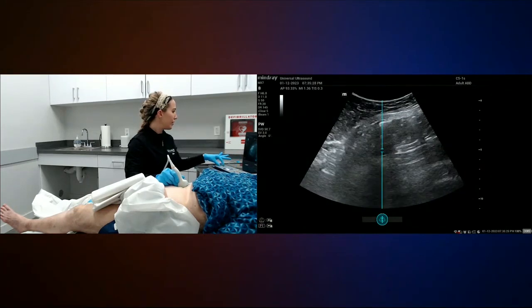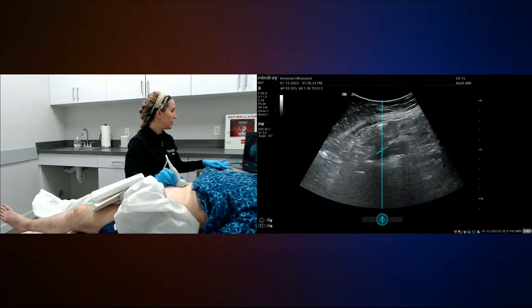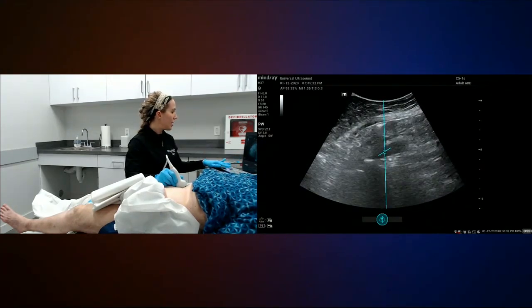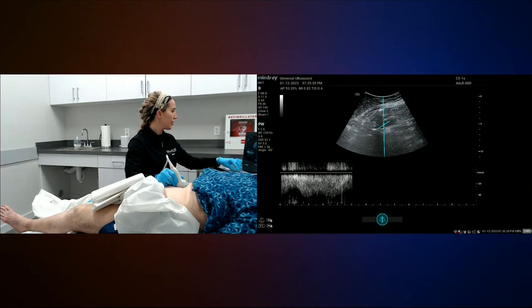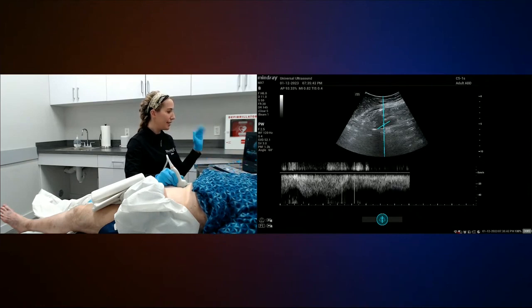Switch my Doppler angle. Come parallel to those vein walls. I'm going to invert. And you can see we have normal respirophasic flow here in the inferior vena cava. So I'm pretty confident blood is flowing great through the right side.